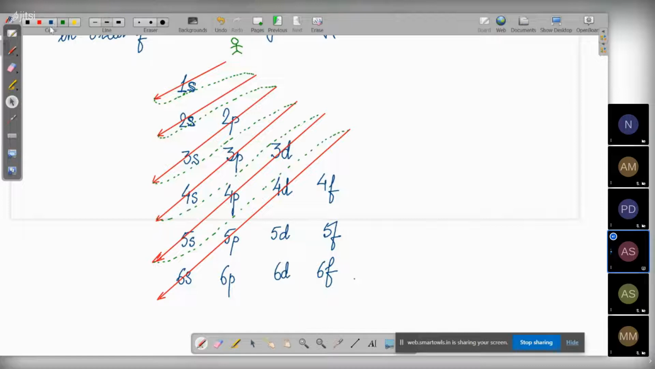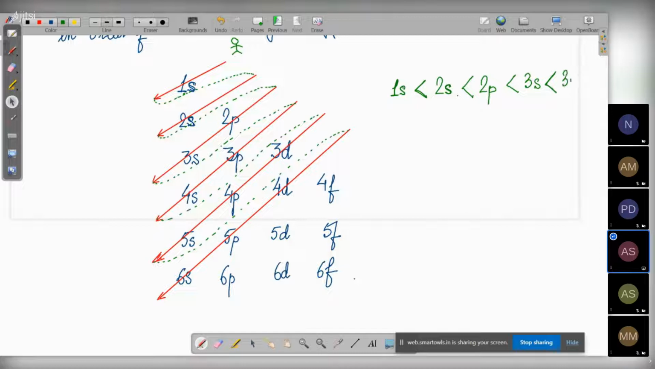So the order of increasing energy is going to be: 1s has the least amount of energy. So the first electrons will always come at 1s. Once 1s is completely filled, then the electron will go in the 2s orbital. Then once the 2s orbital is also filled up, the electron will go in the 2p orbital. Once 2p is also filled up, it will go to 3s. So like this way the electrons will fill up.